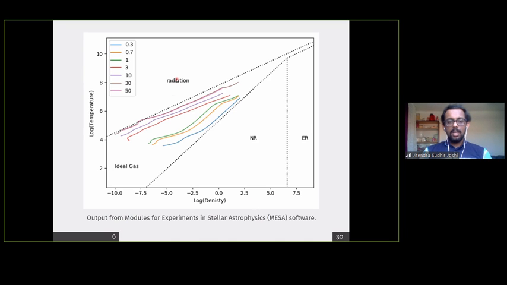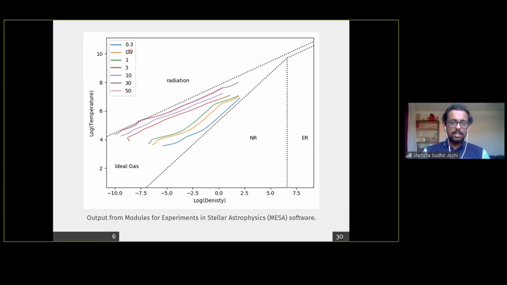You can see this dotted line tells us that the radiation pressure is equal to the ideal gas pressure in this regime. Similarly, this dotted line up to this point tells us that the ideal gas and non-relativistic electron degeneracy pressure are equal on this line. This tells us similarly about ideal gas and extremely relativistic degeneracy pressure being equal. Now, what are these graphs?